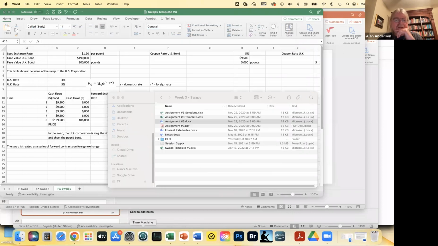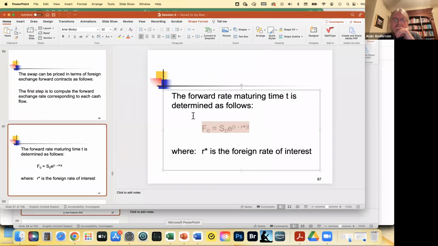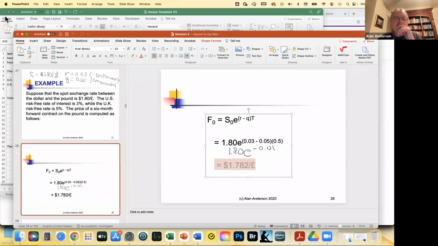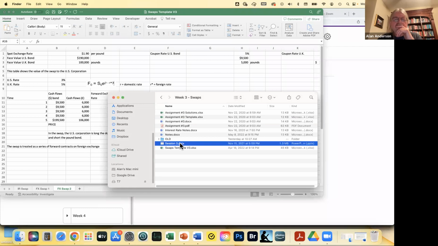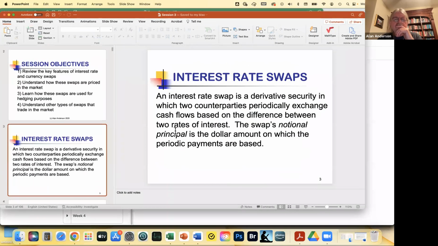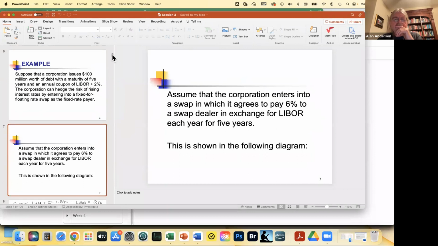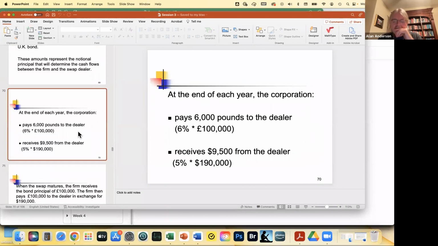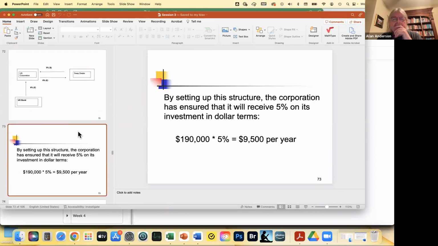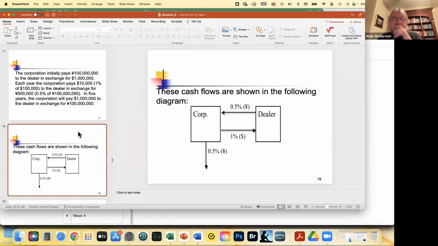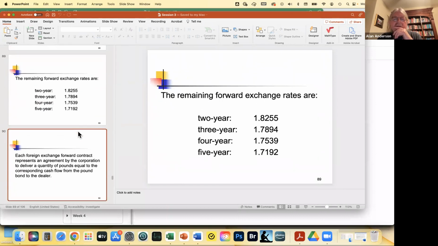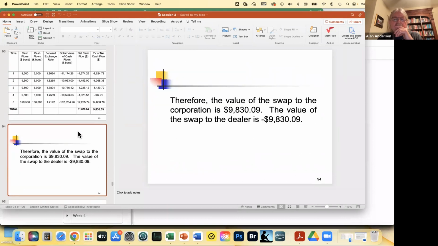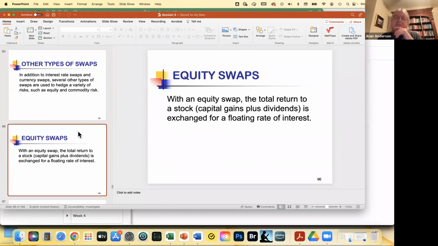Now, what's next? Oh, this is, yeah, we're done with this. Oh, I clicked off the wrong one. Hold on. Okay, where did we leave off? Hold on. Other swaps, yes.